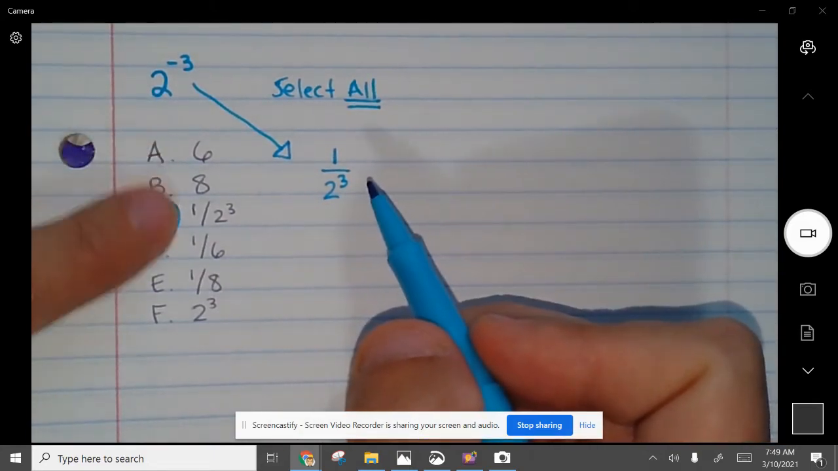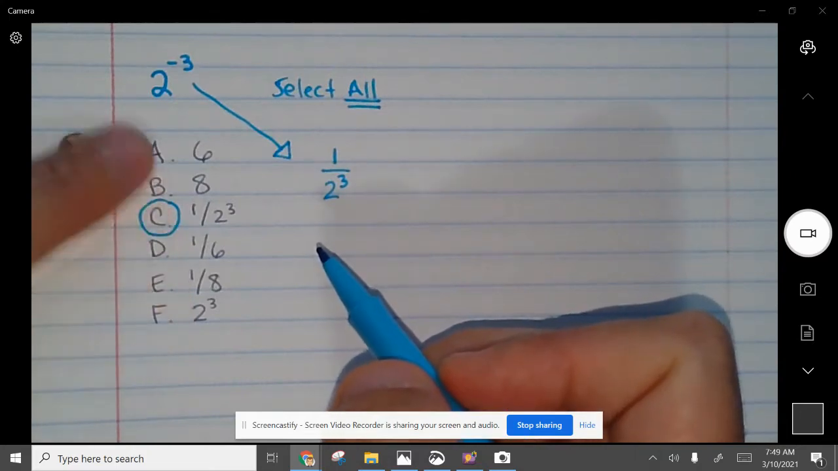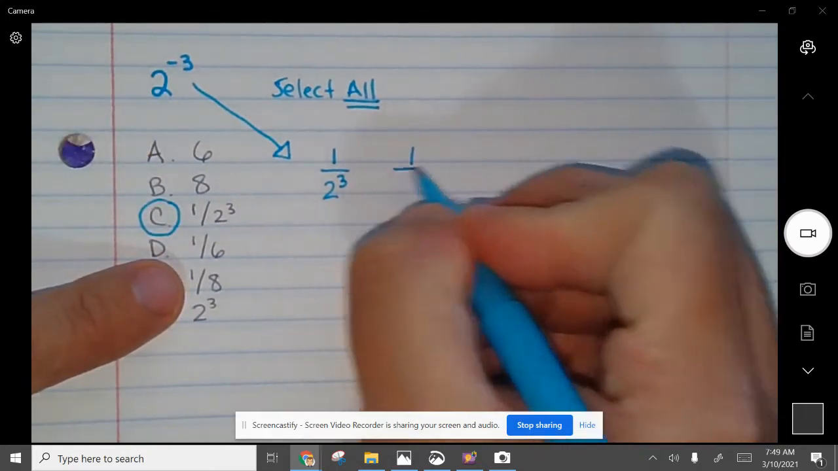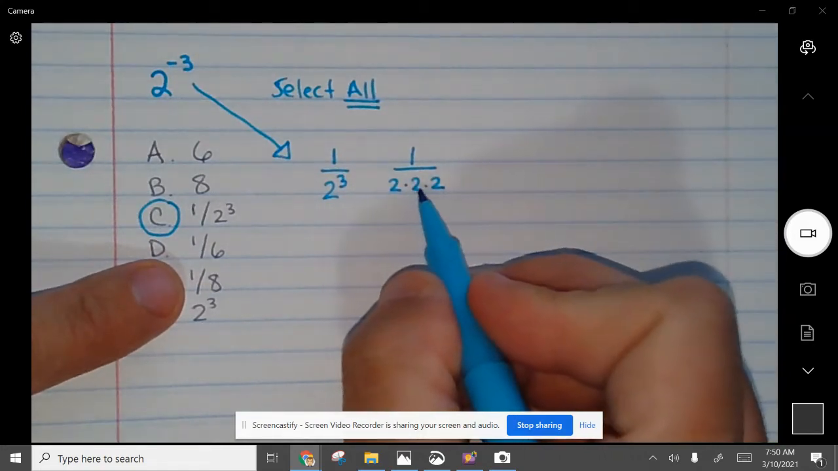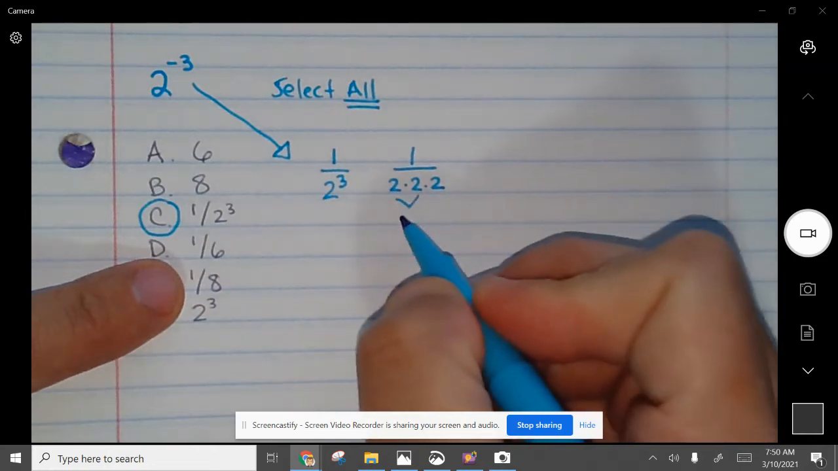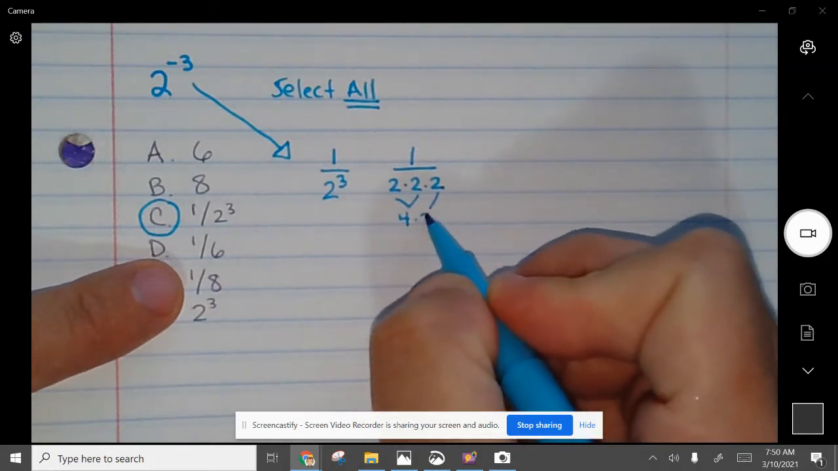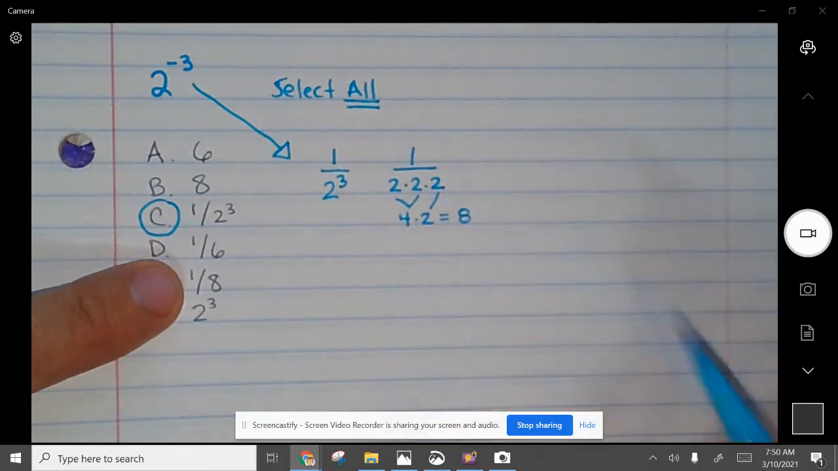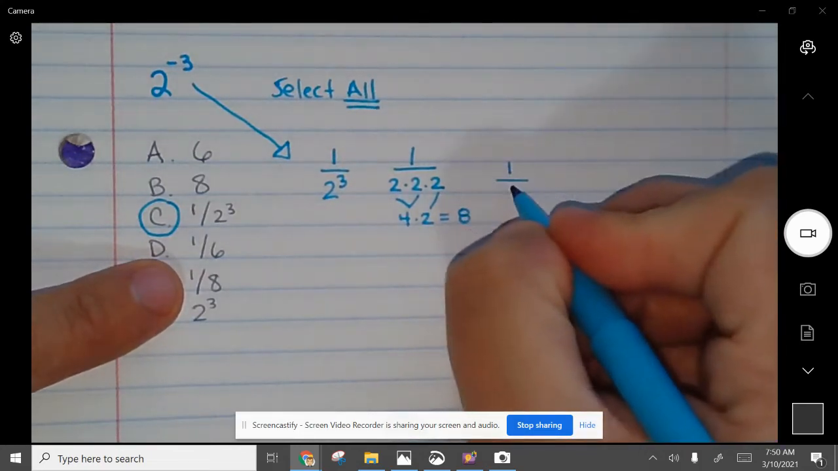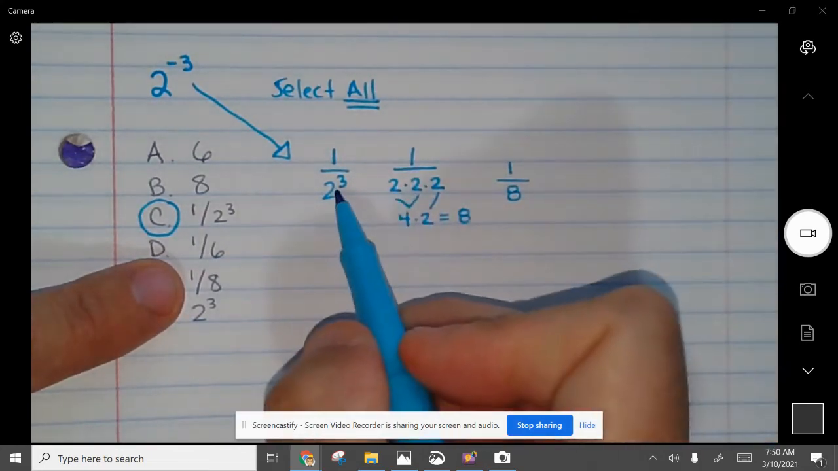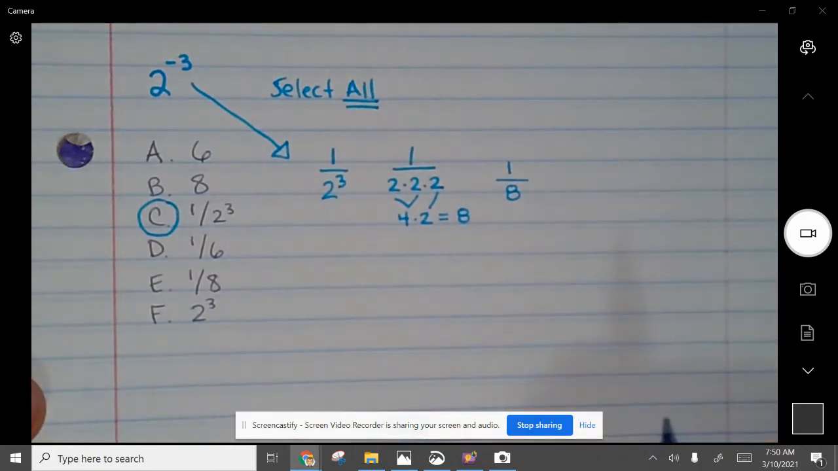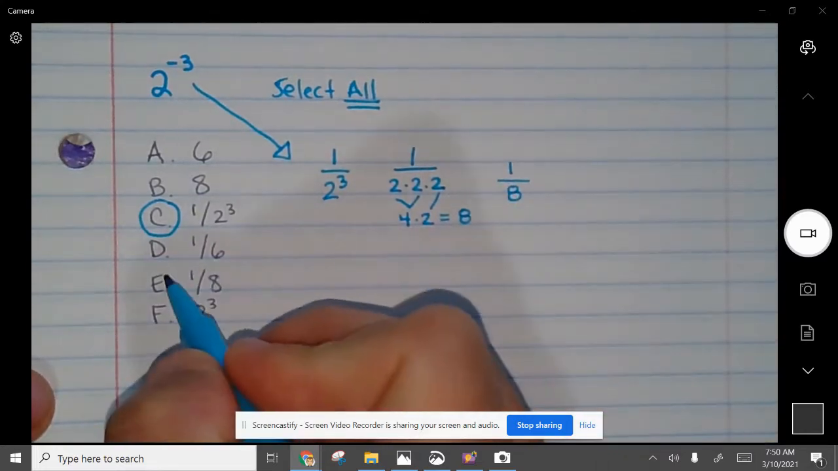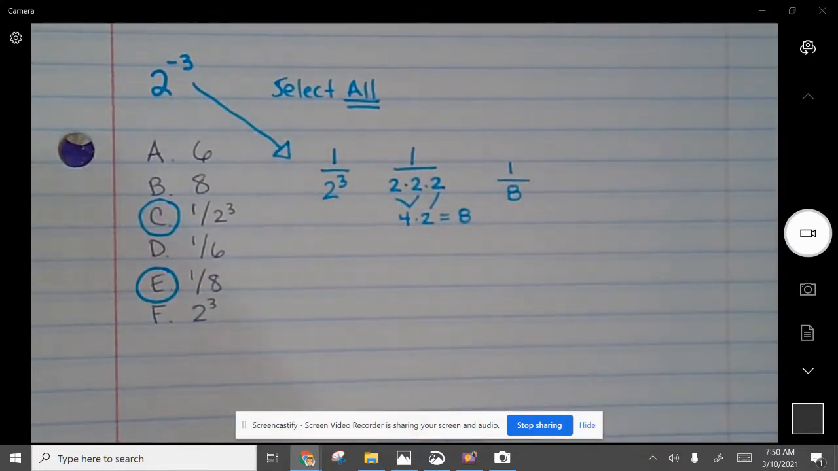Now, I see numbers here without exponents. Can I break this down? Doesn't this really just mean 1 over 2 times 2 times 2? What's 2 times 2 times 2? Well, 2 times 2 is 4. Then bring down the other 2. So your answer would be 1 over 8. Does that make sense? 2 to the 3rd power is 8. Okay? So guess what? 1 over 8 would also be a good answer.